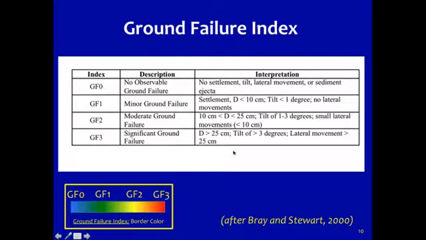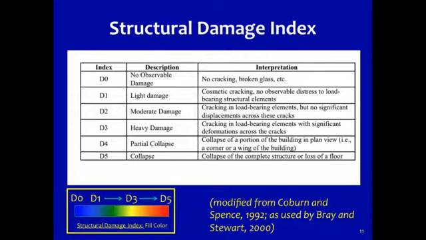And those within the GF3 index were set to a situation where one observed more than 25 centimeters of settlement or greater than 3 degrees of tilt, or lateral movement greater than 25 centimeters. Equally important is the other leg of the stool, the manifested structural damage features. So adapting some earlier work of Coburn and Spence, they graded damage from no observable damage with an index of D0 up to, and linearly increasing in intensity, damage state of collapse assigned an index of D5.